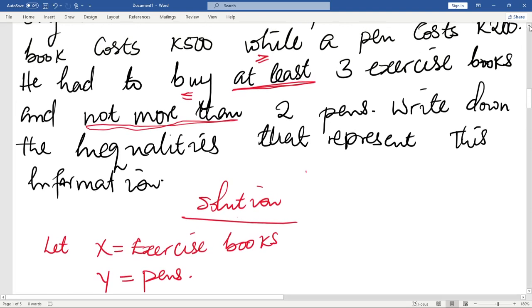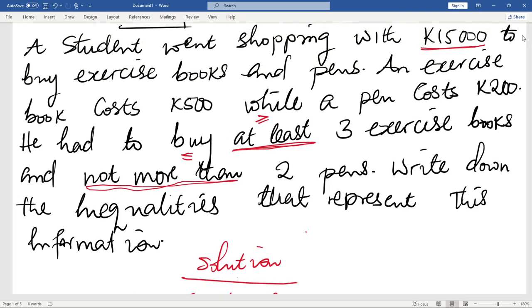So now, from this whole example, we know that we can make 3 expressions. Let me just scroll up a bit. The first thing is that the cost of a book is 500 and the cost of a pen is 200. So we have a 500 here and a 200 here. We've assigned x to represent books, so this in our expression is going to be 500x. Then we've assigned y to represent pens, so this becomes 200y.